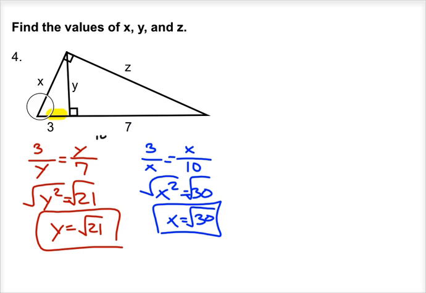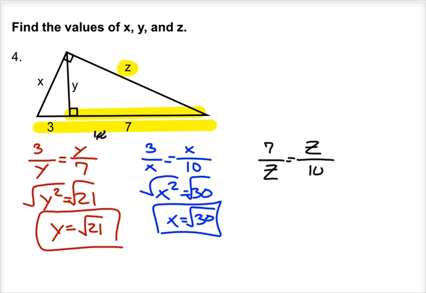Back up to my original problem, trying to find z. And I know z is the geometric mean between 7 and the entire bottom, which I know is 10. So let's set that problem up. Geometric mean z between a 7 and a 10. So cross multiplying, z squared equals 70. And I square root each side. And I can't simplify the square root of 70, so it's going to stay the square root of 70.